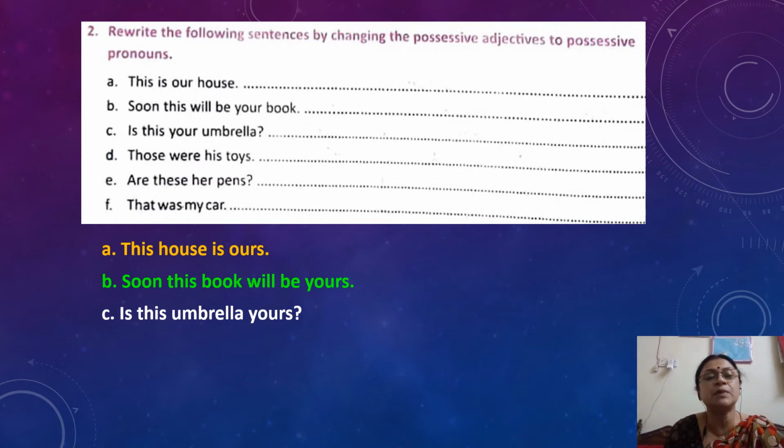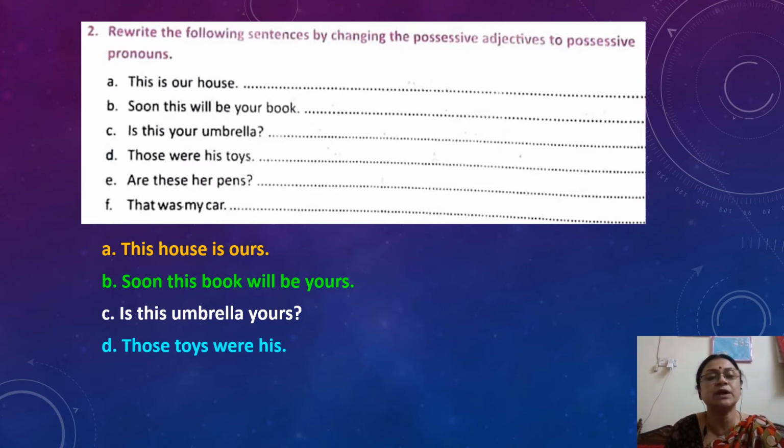Next sentence number D. Those were his toys. His toys here is the possessive adjective. The answer will be, if we change it to a possessive pronoun, those toys were his. Here his is the possessive pronoun.